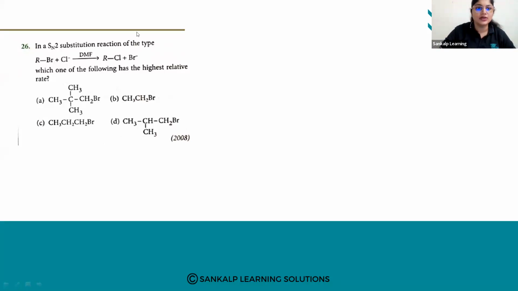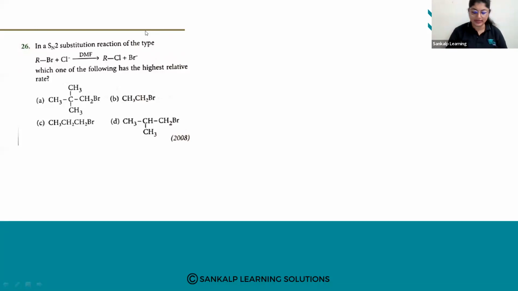Okay, we'll continue. So this is a question in an SN2 substitution reaction of the type RBr, an alkyl halide, plus Cl minus. So Cl minus is the nucleophile in the presence of DMF. It gives you RCl plus Br minus. So this is an SN2 mechanism.